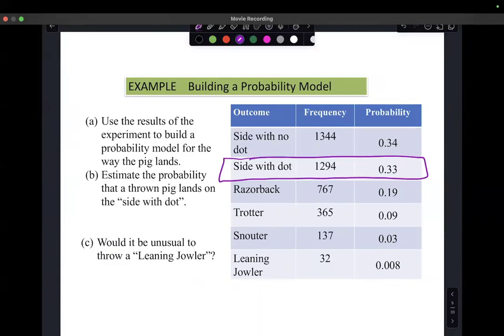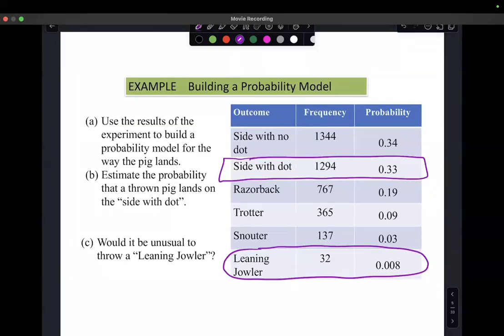So now let's look at leaning jowler. It wants to know if it would be unusual. This is something important: if a probability is less than 5%, it is considered unusual. Any probability less than 5% is considered unusual. Think about our empirical rule, that 95% of our data is within two standard deviations of the mean. Anything outside of that, anything in the other 5%, is an outlier. That's kind of where this comes from. So anything with less than a 5% probability is considered an outlier.